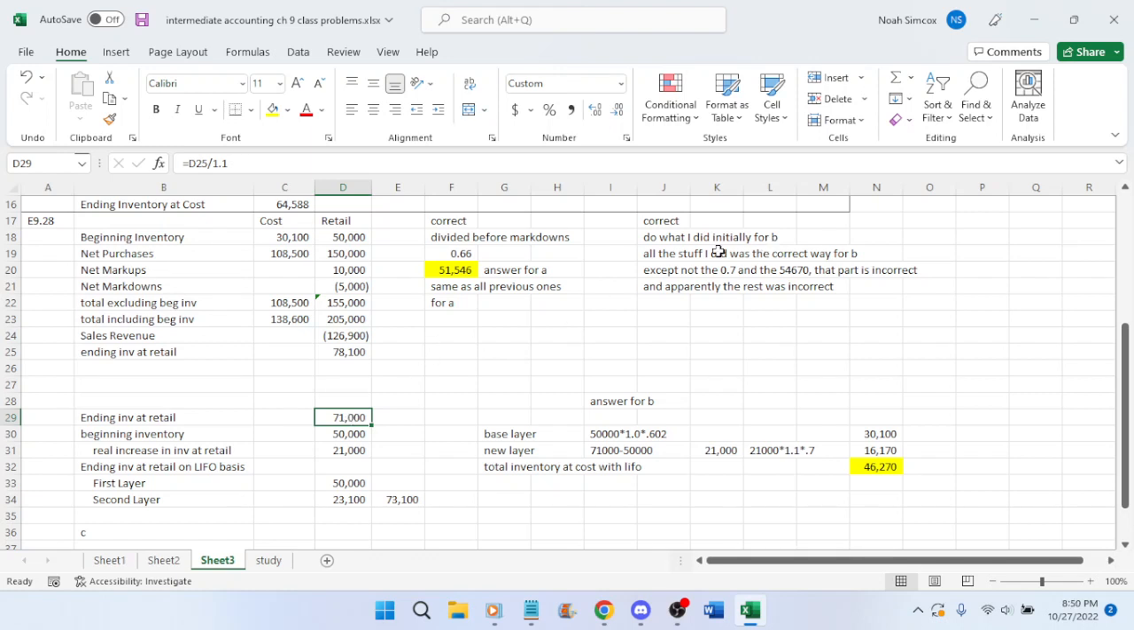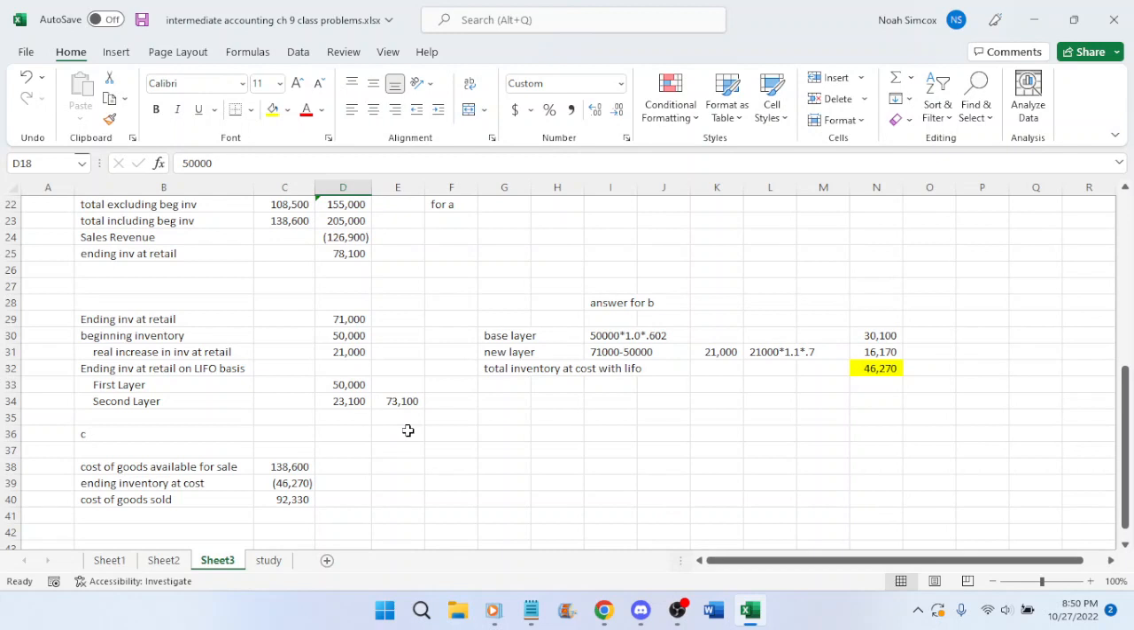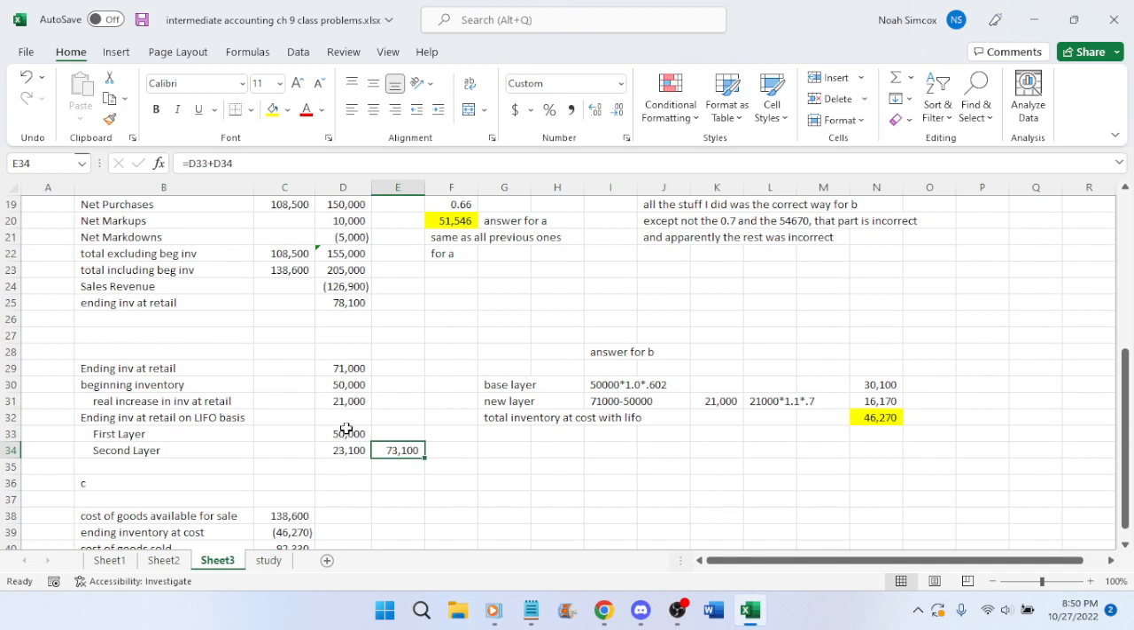I don't know why I said this. All of this stuff is correct, except, oh, no, it's not. Beginning inventory. Why does it say beginning inventory is 50,000? Oh, that's at retail. Well, that's that. The first layer is this, and the second layer is this. Where did I get that information from? Where is this coming from?